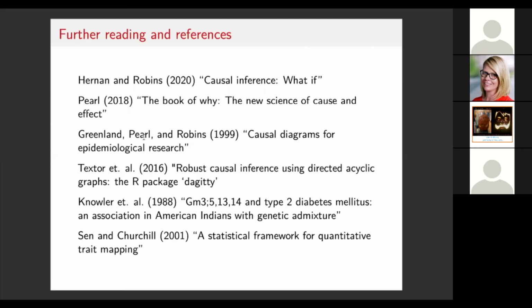And there is also this nice paper by Greenland, Pearl, and Robins. These are the people who have been behind much of this work on causal diagrams. I used the package DAGs to draw the figures that you saw in this presentation. The diabetes American Indian confounding example is from Knowler et al. And my paper with Gary is the source for the decomposition of the QTL problem. There are many other books, and in references.